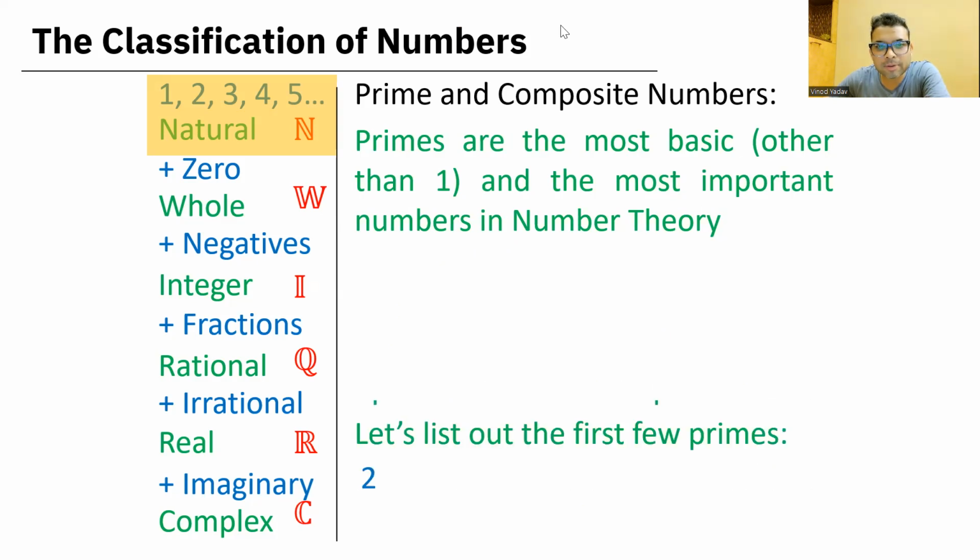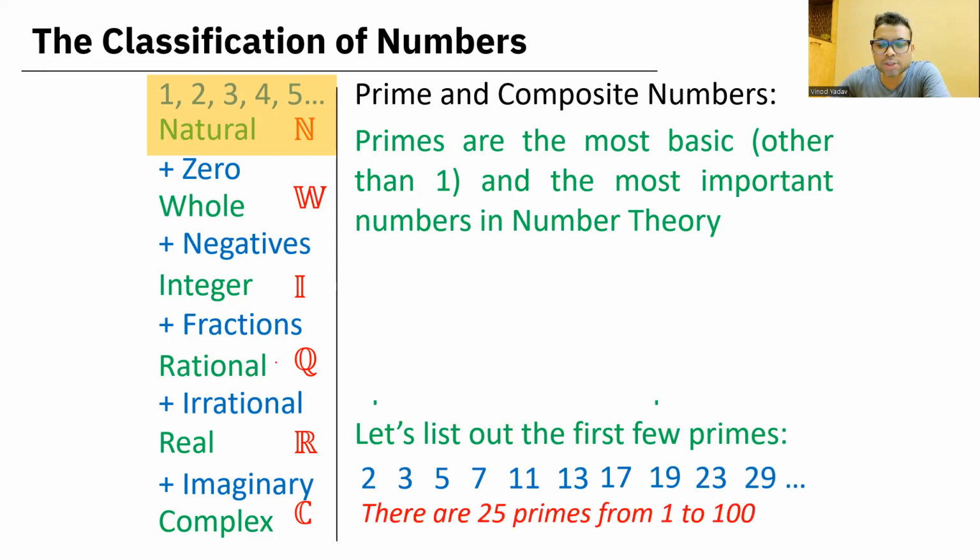There are 25 prime numbers from 1 to 100 which you should know properly. So the first few prime numbers are 2, 3, 5, 7, 11, 13, 17, 19, and so on, 23, 29. There are 25 such prime numbers from 1 to 100. Okay, remember this.